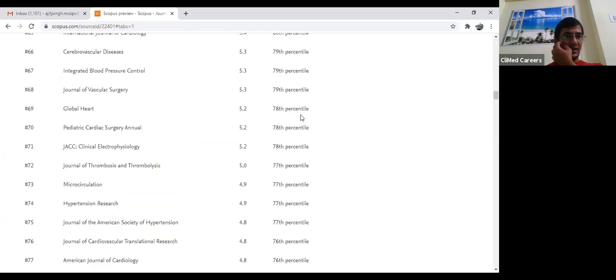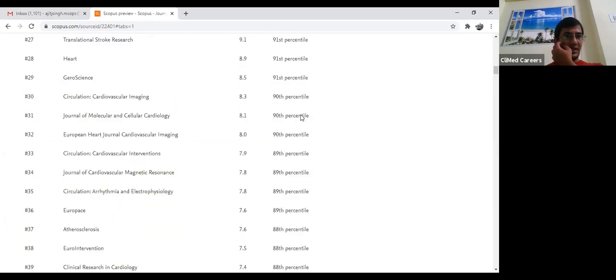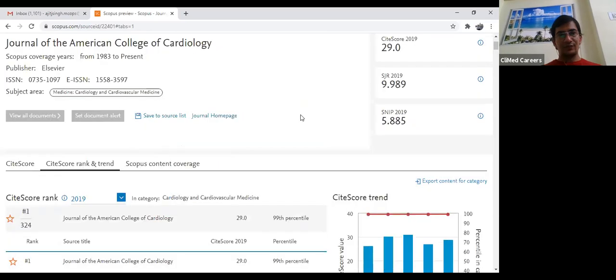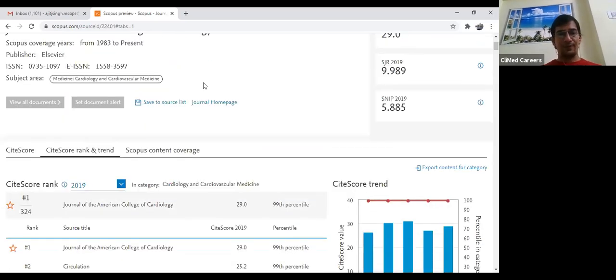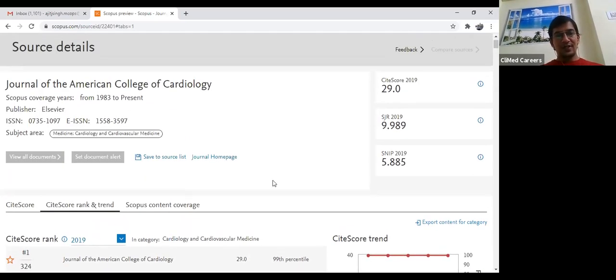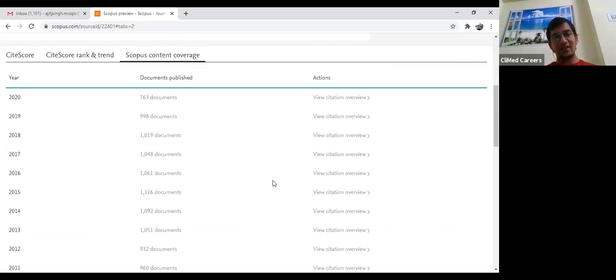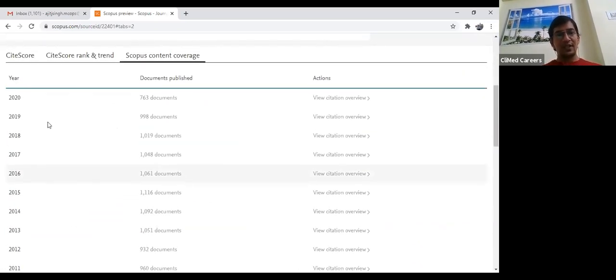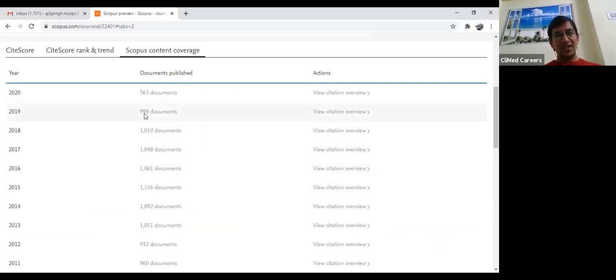Correct. So you can check the rank also, and the quartile also. Now, Scopus content coverage. You can see here documents. How many documents they have published? In 2019, they have published 998 articles. In 2018, they have published 1019 documents.